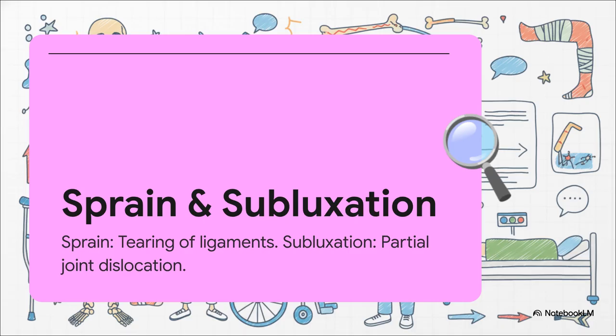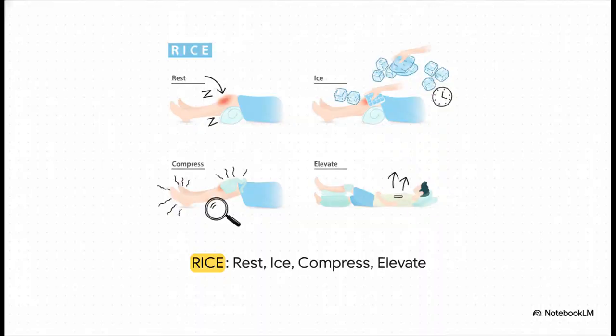Subluxation, on the flip side, is a partial dislocation. It's a structural displacement that usually means a provider has to perform a reduction under anesthesia, basically popping it back into place. So the big takeaway here is properly grading that severity so you can anticipate exactly what your patient needs. Okay, here's your bread and butter nursing intervention mnemonic for sprains, RICE.